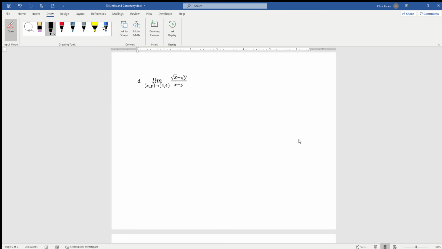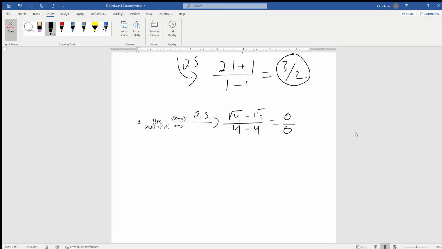One final example, we have the limit as (x, y) approaches (4, 4) of root x minus root y divided by x minus y. Now we know that we can't factor this. So we would try direct substitution, of course, first. And by direct substitution, I think it's pretty obvious that this is going to give us a 0 over 0. So we get 2 minus 2, which is 0, 4 minus 4, which is 0. So it is unfortunately not going to be a direct substitution yet.